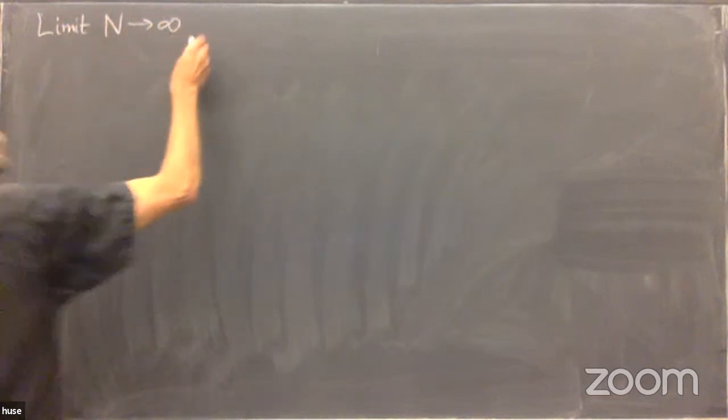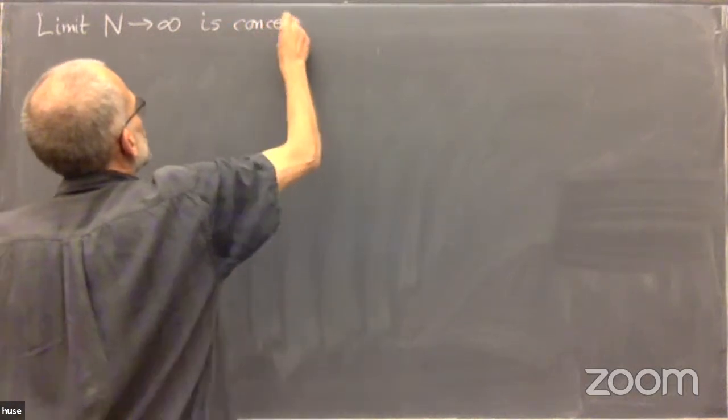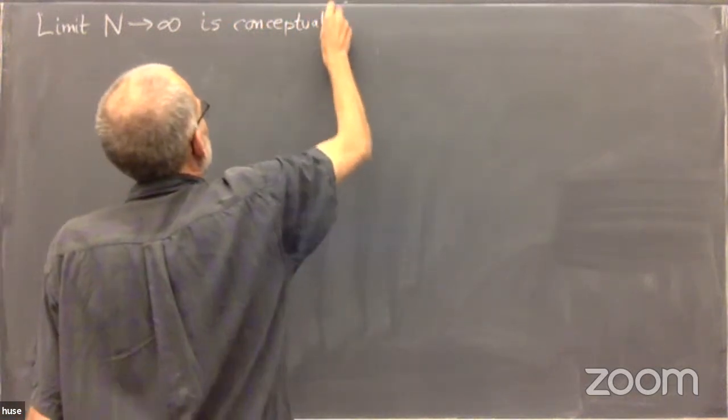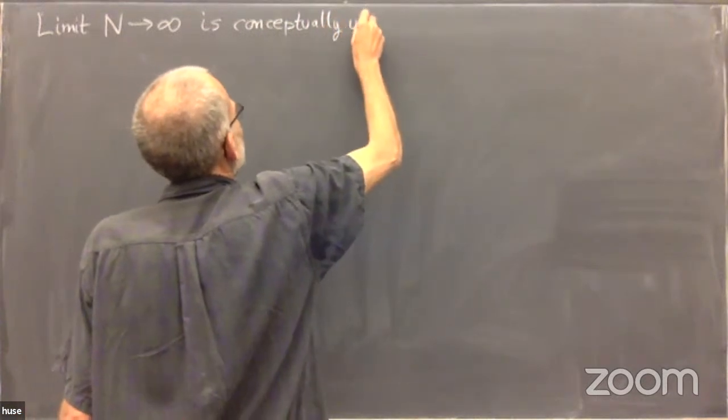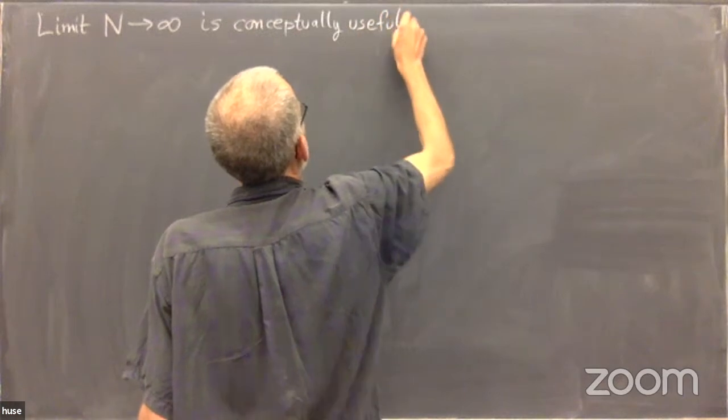Okay, now maybe just say some things. So the limit n goes to infinity is, as you've learned in your statistical mechanics class, conceptually useful.